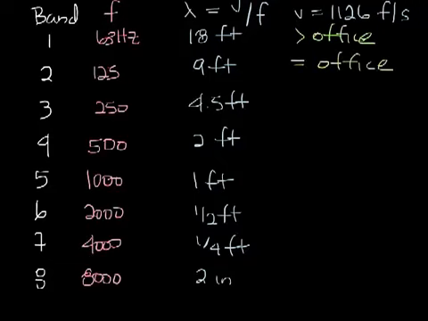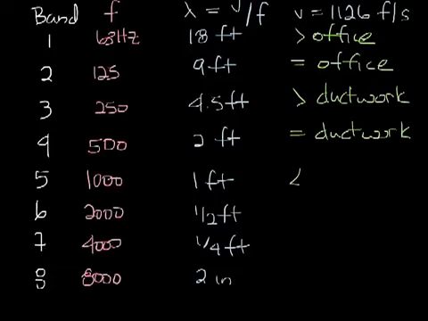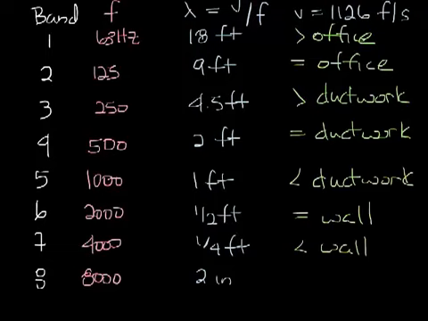The second one is 9 feet, about the size of an office. The third band is 4.5 feet, that's larger than most ductwork. The fourth band is 2 feet, that's probably about the size of most ductwork. The fifth band is 1 foot, which is smaller than ductwork. The sixth band's about 1/2 foot, that's about the thickness of a wall. The seventh band's 1/4 foot, that's definitely less than the thickness of a wall. And the eighth band is about 2 inches, which is about the thickness of liner inside your ductwork.